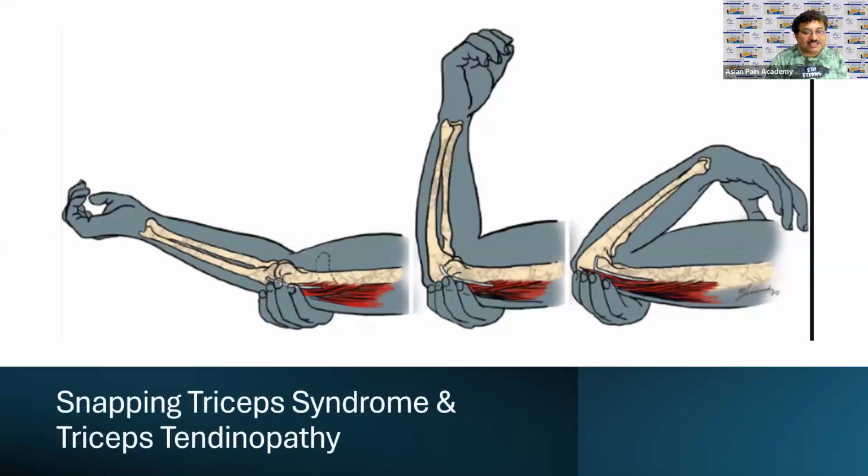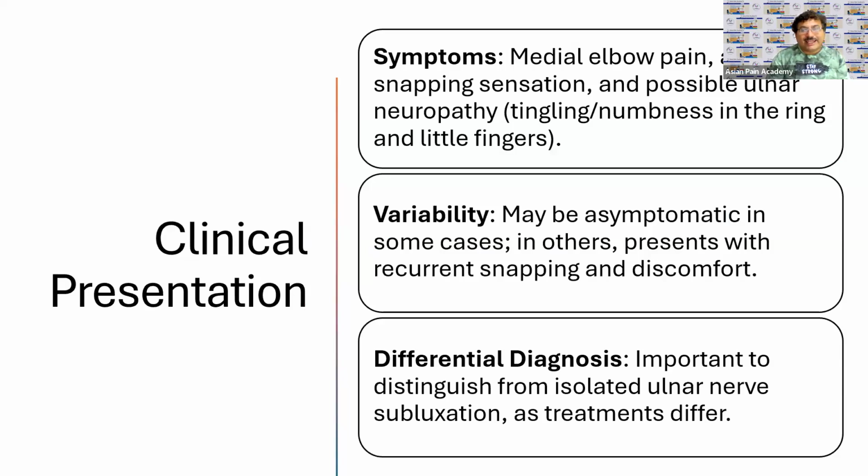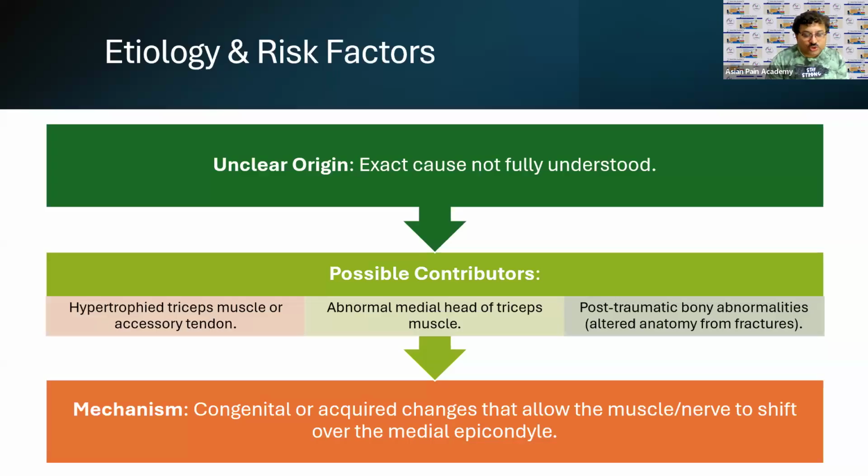Next, coming to snapping triceps syndrome, where the triceps fibers come close to the medial epicondyle and cause a clicking syndrome. It is basically anterior dislocation of the medial head of the triceps muscle over the medial epicondyle, which causes a snap during elbow flexion, reflecting ulnar nerve dislocation and the medial head of the triceps. There could be medial elbow pain and a snapping sensation, and sometimes ulnar neuropathy, and its cause is not really known or unclear.